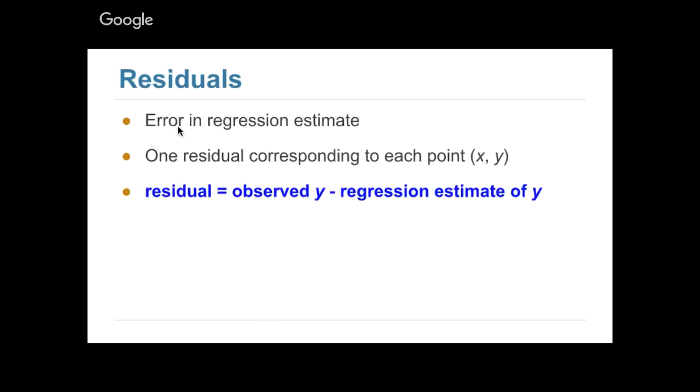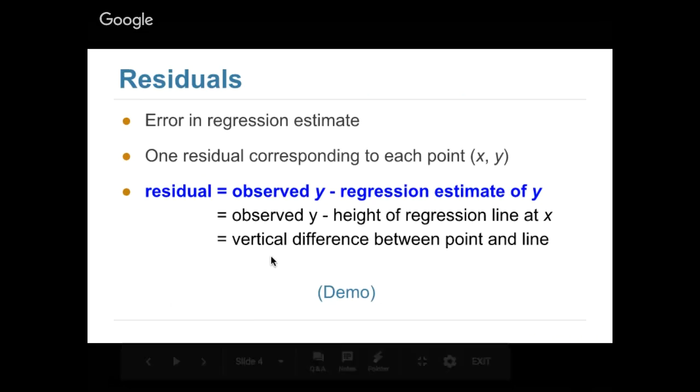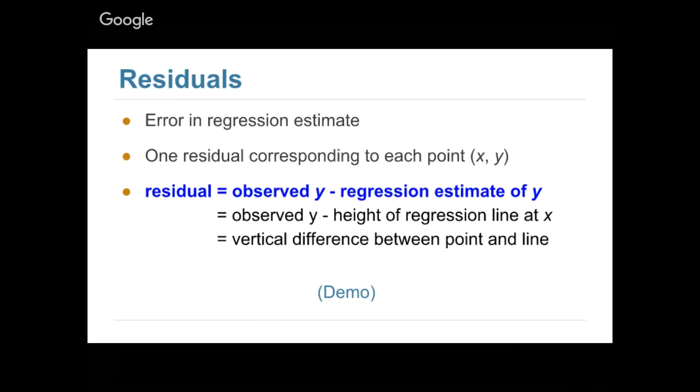For every point x and y, we look at the observed y minus the regression estimate of y, which means if you have a point and a line, it's just the distance between the point and the line. That's all it is. We've already seen that before. Another way of looking at this is my observed y minus the height of my regression line at x, or the vertical difference between the point and the line. So pretty familiar. It turns out that if you look at just the error, and not the mean or all that, then we can get some interesting information. Let's take a look.